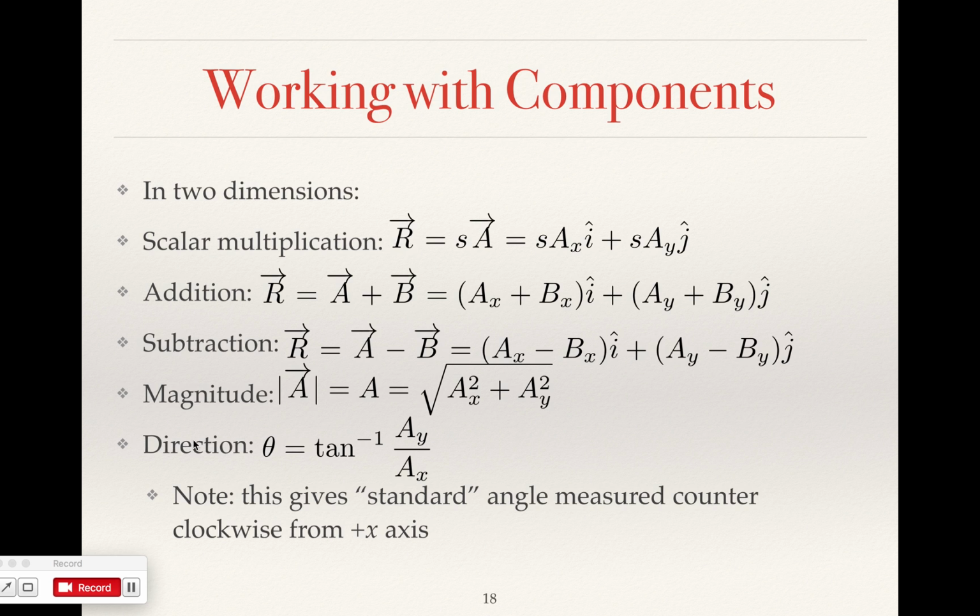Personally, when I'm giving some angle to determine the direction of one of these things, I just like to draw myself a little sketch so I know what directions things are pointing, so I can make sure I give the proper angle.